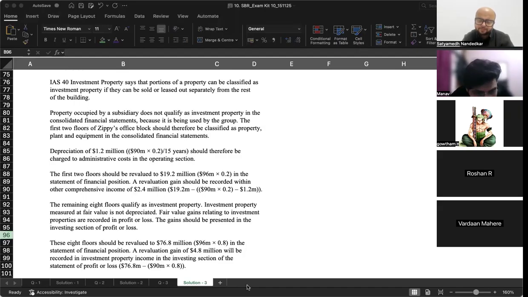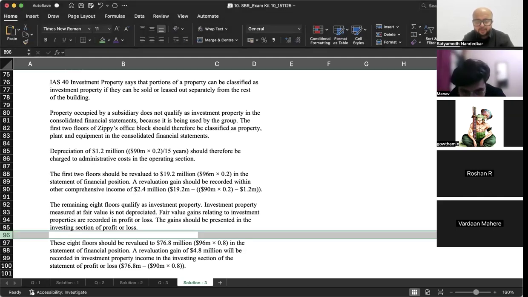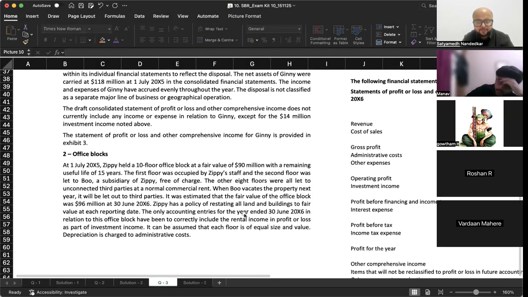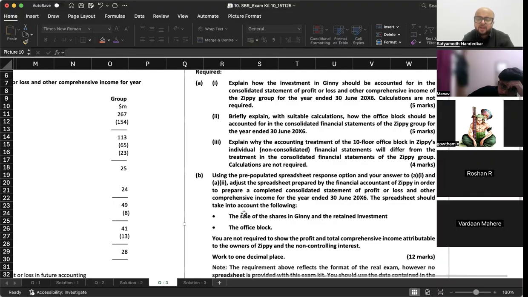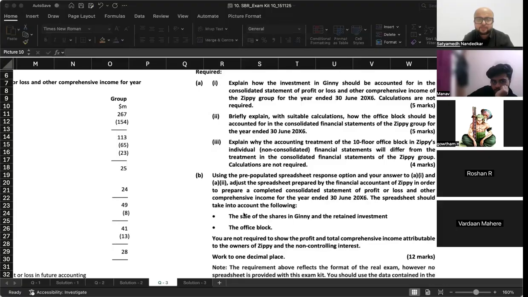ठीक है, चलो अब third requirement, let us see what they are trying to ask us there. Explain why the accounting treatment of the 10-floor office building in Zippy's individual financial statements will differ from the treatment in the consolidated financial statements. Why will it differ?